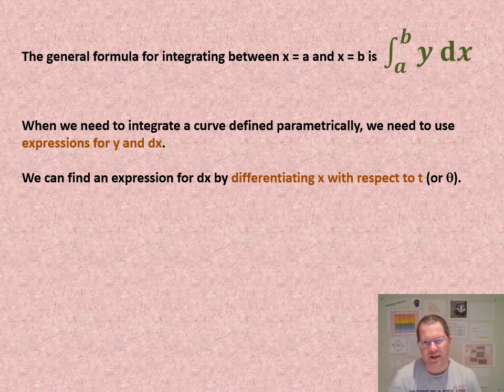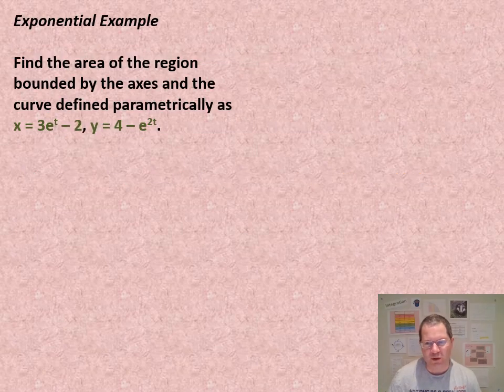as well as, if we're doing it in terms of t or theta, we need to change the limits from x equals a and x equals b to whatever the corresponding values would be for t or for theta. To find an expression for dx, we can do that as we have in the past with substitution, for example, by differentiating x with respect to t or theta. So we're going to look at two examples. The first one with exponentials.